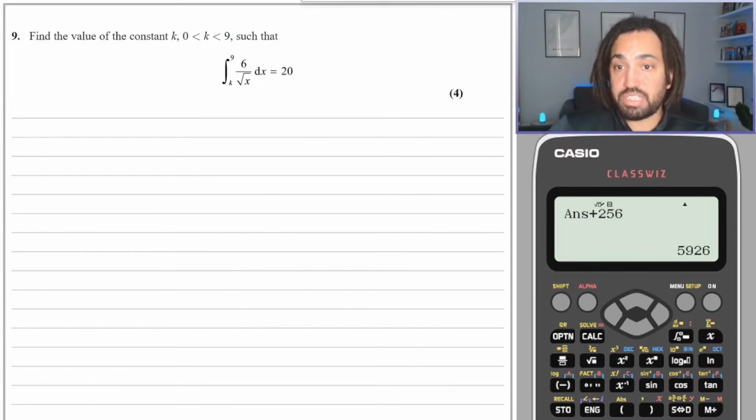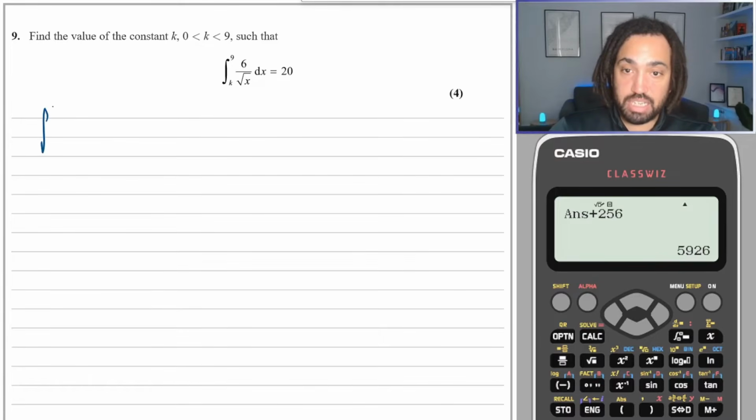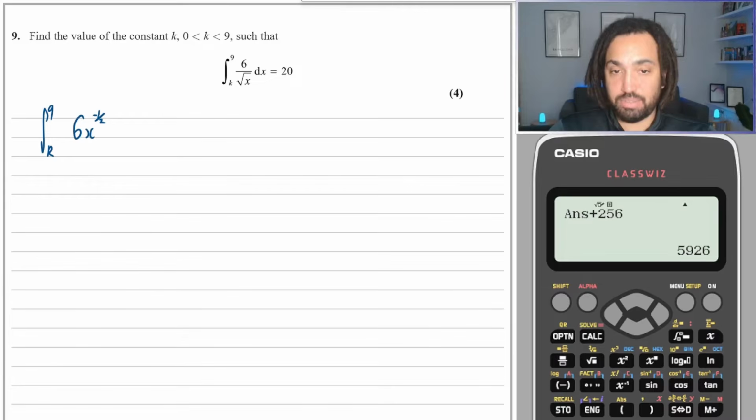Okay, looks like we're integrating again. This time we have limits. So first things first is I need to write it in a form which I can integrate. And that is on the denominator. So it's a negative power, and it's also rooted. So that means it's to the power of a half. So it's to the power of negative a half. And that is dx, so we're told it's equal to 20.